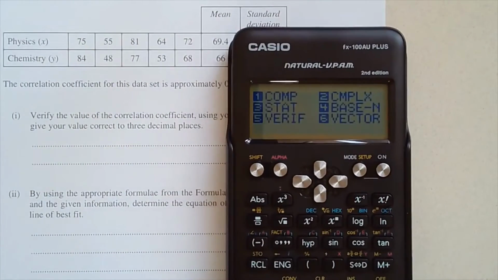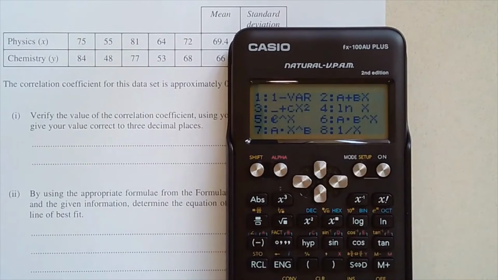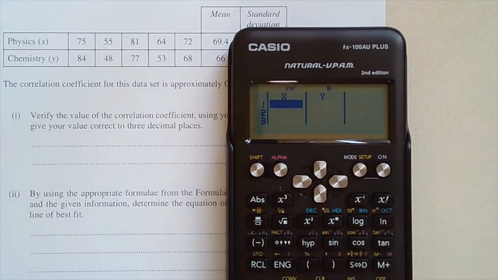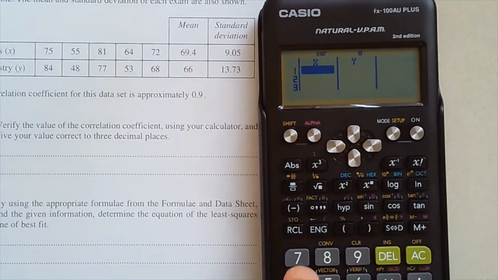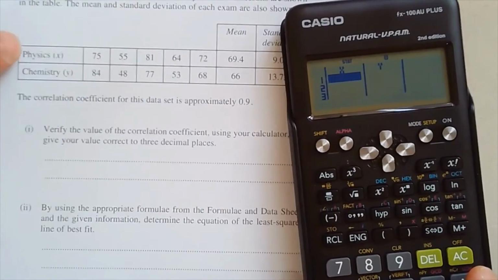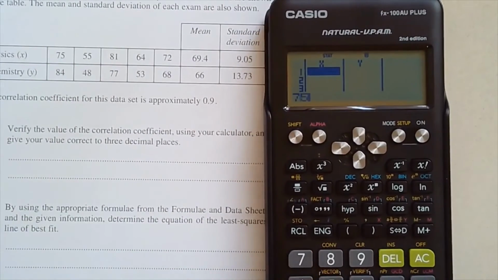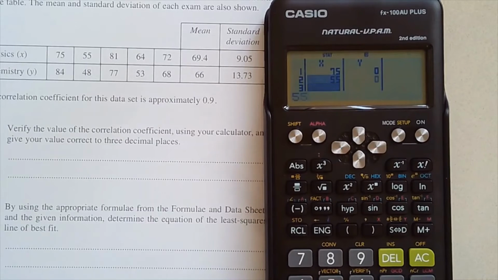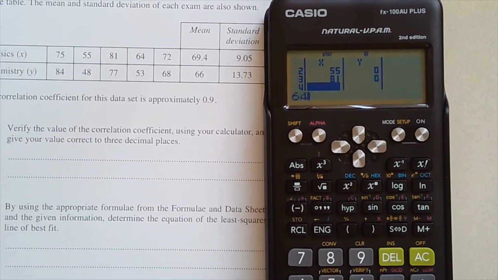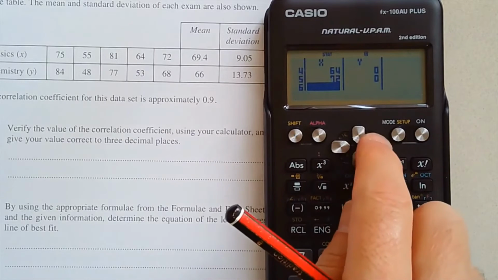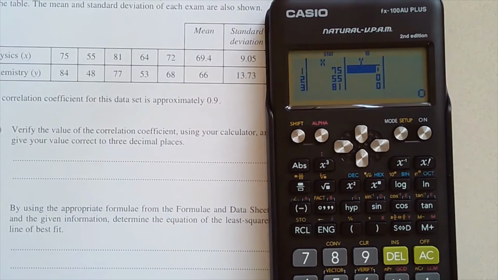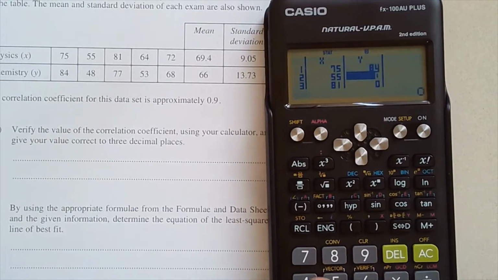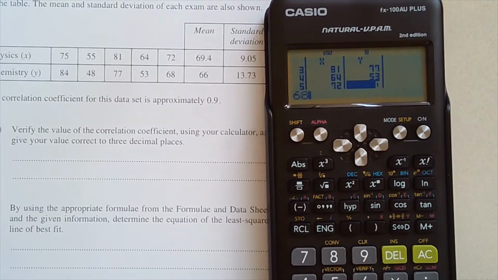Put the calculator in stat mode, and A plus BX, not 1 var of course. And we should have 2 columns, X and Y. Let's just enter in the data as shown. So physics, that's the top row there. We'll enter 75, 55, 81, 64, and 72. Now let's enter in the second row, chemistry. 84, 48, 77, 53, 68.